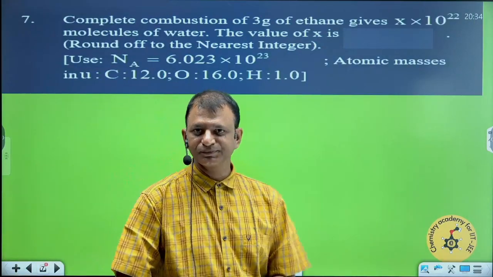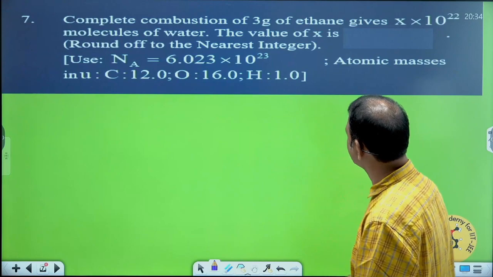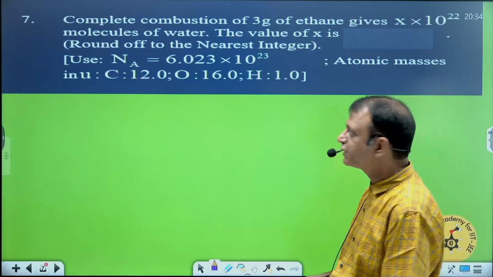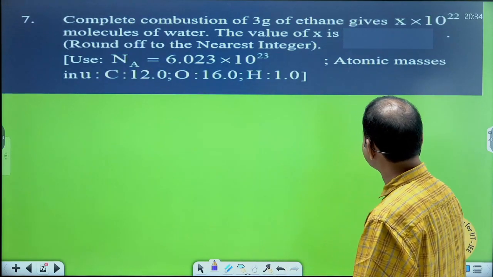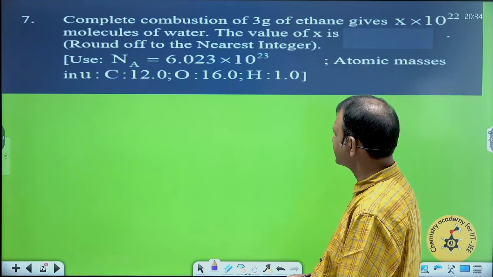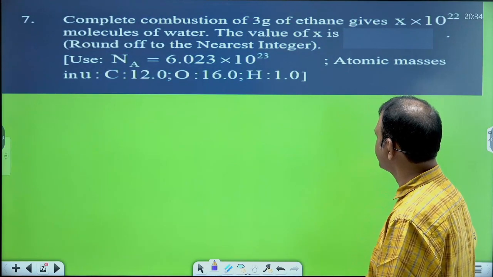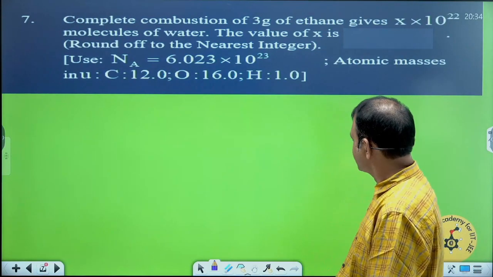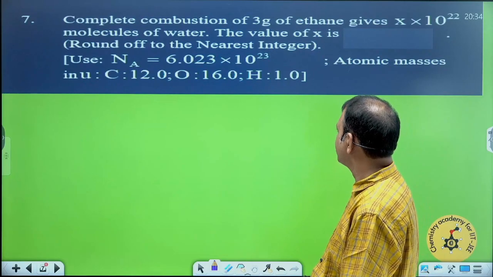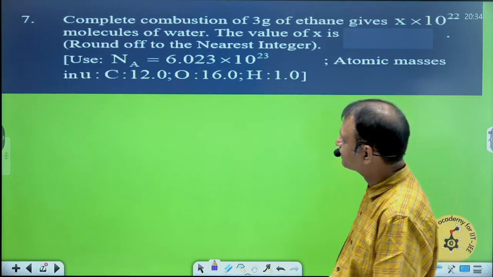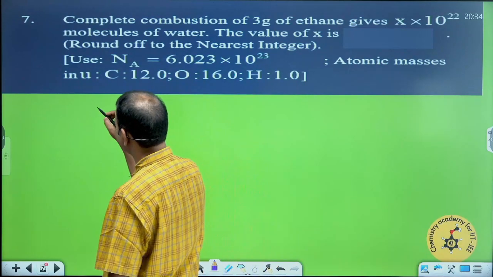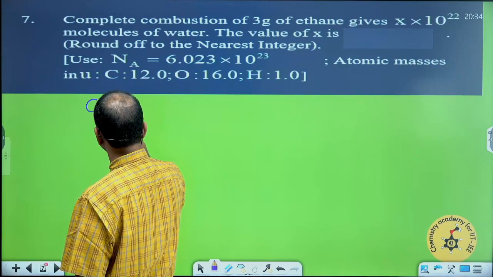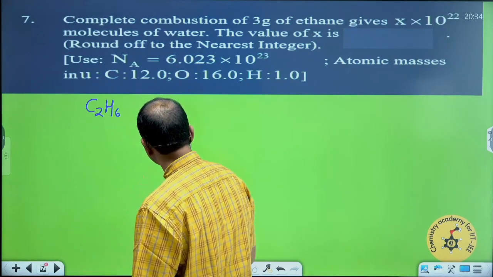Question number 7. Let us read the question. Complete combustion of 3 gram of ethane gives x into 10 to the power 22 molecules of water. The value of x is, round off to the nearest integer. Avogadro number is 6.023 into 10 to the power 23. The atomic masses in atomic mass unit are, for carbon 12, for oxygen 16, for hydrogen 1. So we know that the formula of ethane is C2H6, and when we are doing combustion, all the carbon here is converted into carbon dioxide.